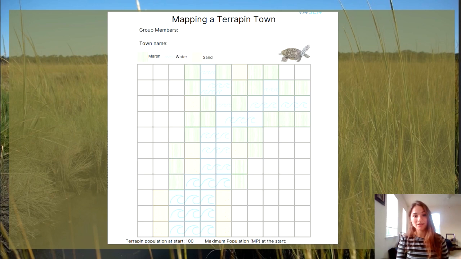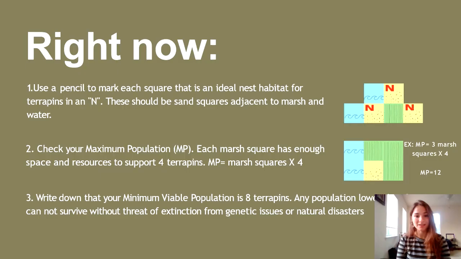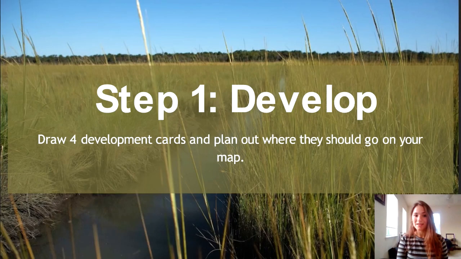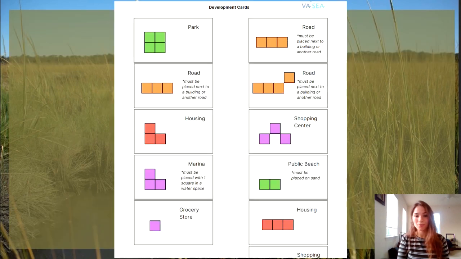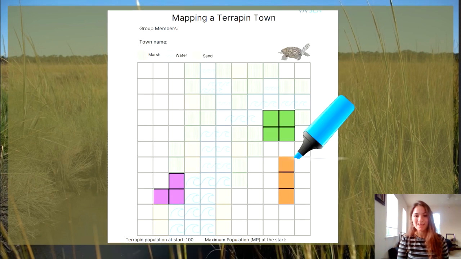They're first given a game board that looks very much like this. Then students are able to mark down the appropriate nest sites for terrapins on that game board, and then they jump into the game where there are 5 steps per every round. The first one is to develop, where they take these development cards that are sort of these Tetris shapes, and they're able to draw it out on the map and plan out with each other where all of these development areas are going to go.